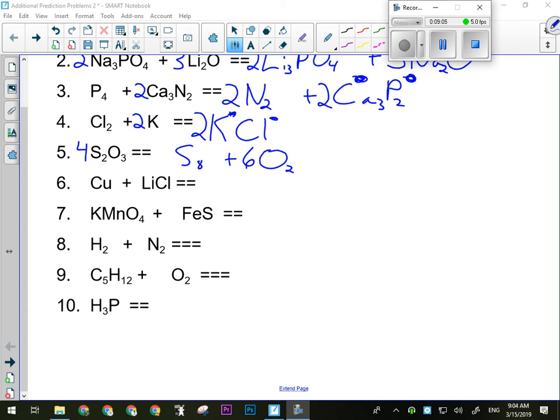Okay, so for number 6, I've got copper, and it's reacting with lithium chloride. So I have an element, and it's reacting with an ionic compound. What kind of reaction is that, Andrew?